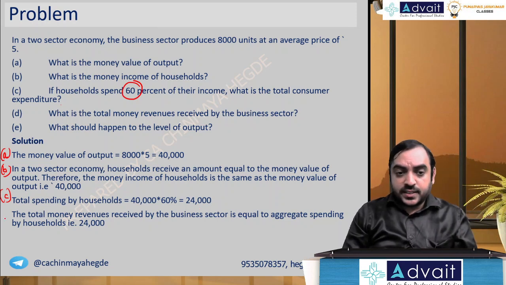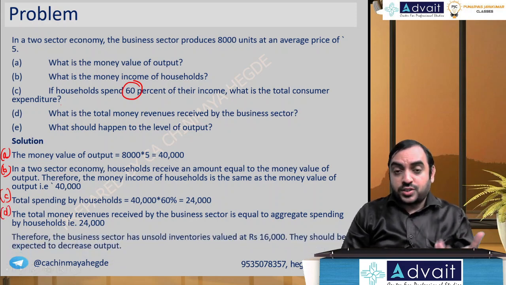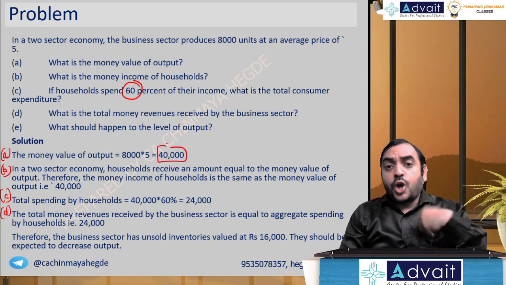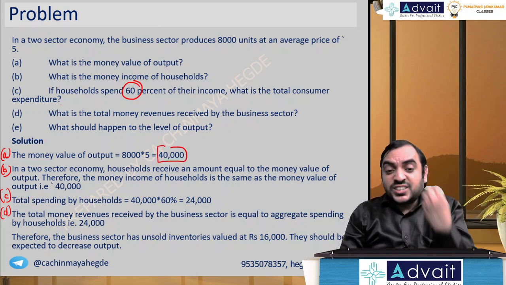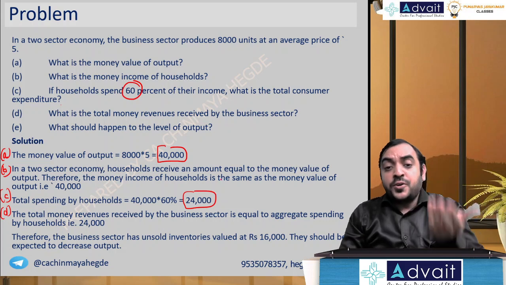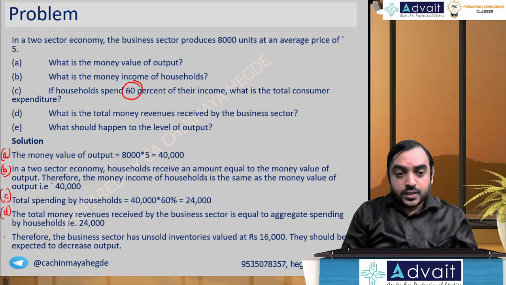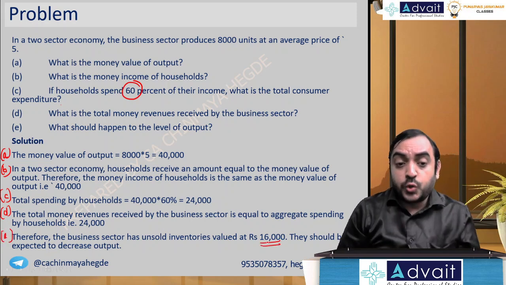What they're spending is the revenue for the firm or for the business. So received by the business sector, what is spent by the household? That is 24,000. What happened to the level of output? They produced 40,000, but they have not consumed the full 40,000. They spent only 24,000. So what will happen to the balance? That will become inventory, unsold inventory. So the balance 16,000 becomes unsold inventory.